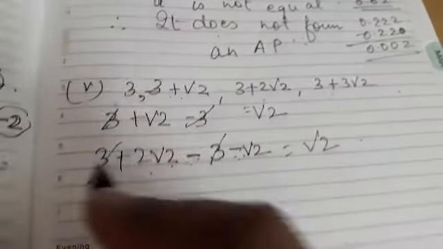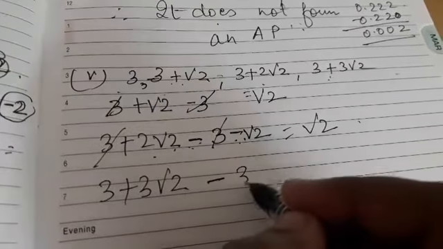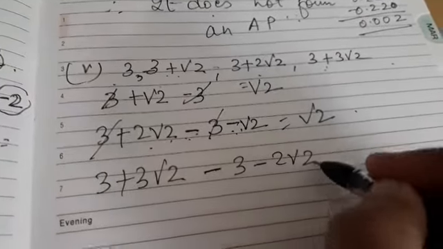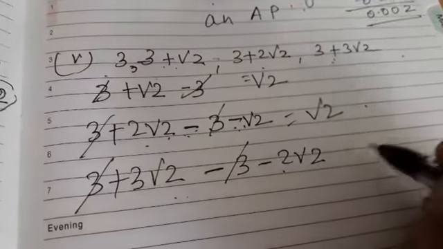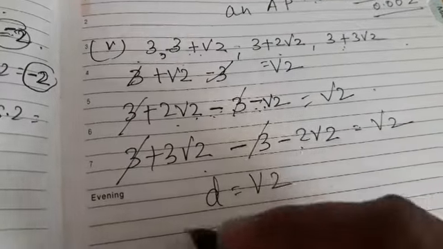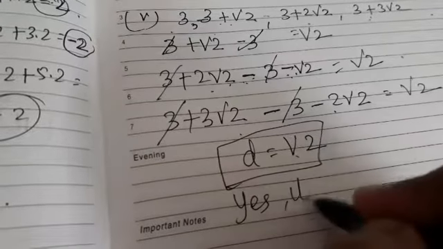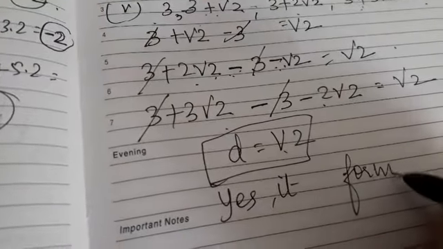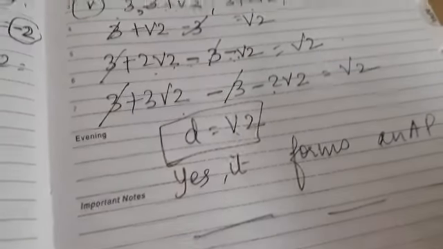Again, let's check this. 3 plus 3 root 2 minus 3 minus 2 root 2. So again 3 will cancel. I will get 3 root 2 minus 2 root 2, which gives root 2. So as you can see, the common difference is root 2. We will write, yes, it forms an AP, and we have to find the next 3 terms.